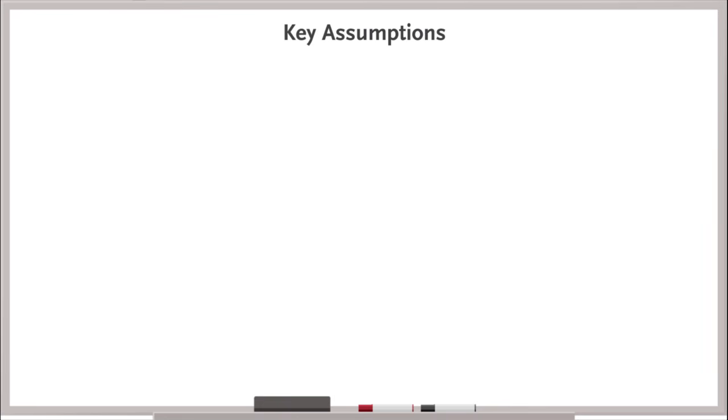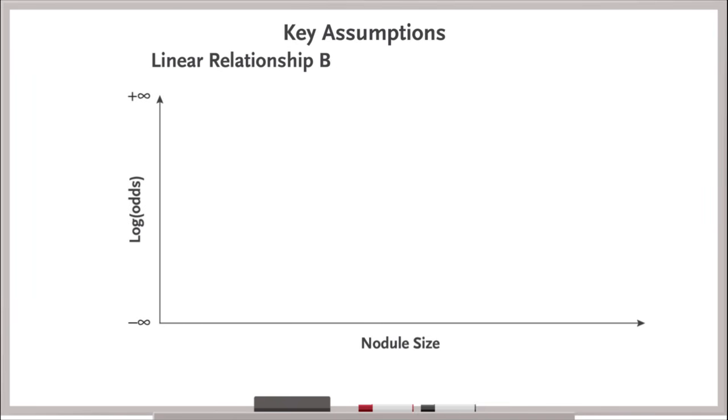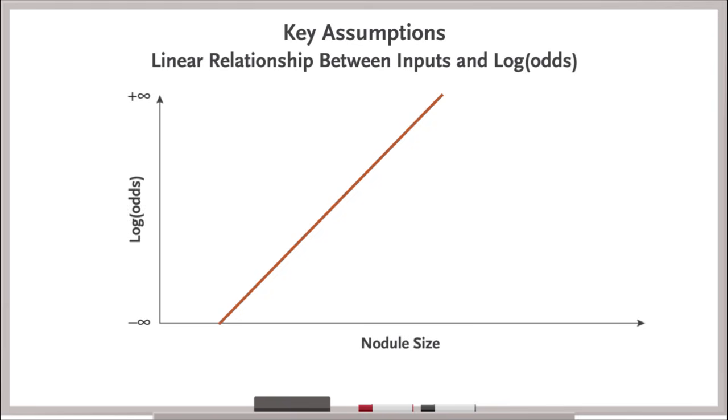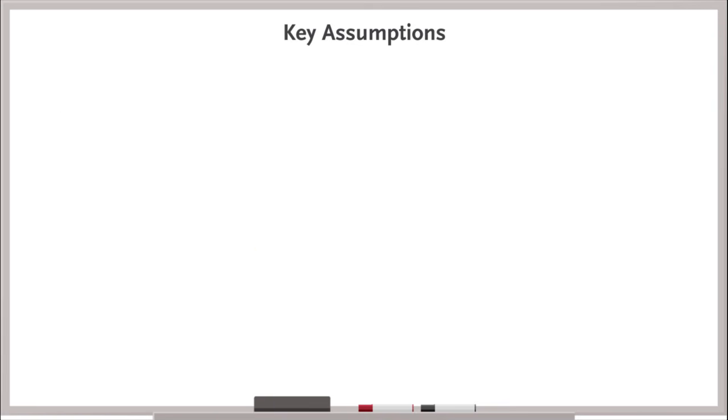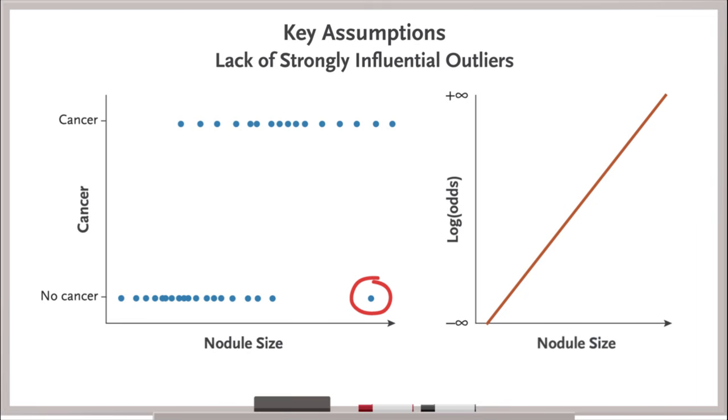Let's discuss a few key assumptions underlying logistic regression. First, the relationship between the inputs and the log odds of the output has to be linear. If the data takes some other shape, this model won't work. Second, you assume a lack of strongly influential outliers in the dataset. If removing a single patient from the sample strongly changes the prediction, it could be a clue that something unusual or not accounted for in the model is going on with that patient.